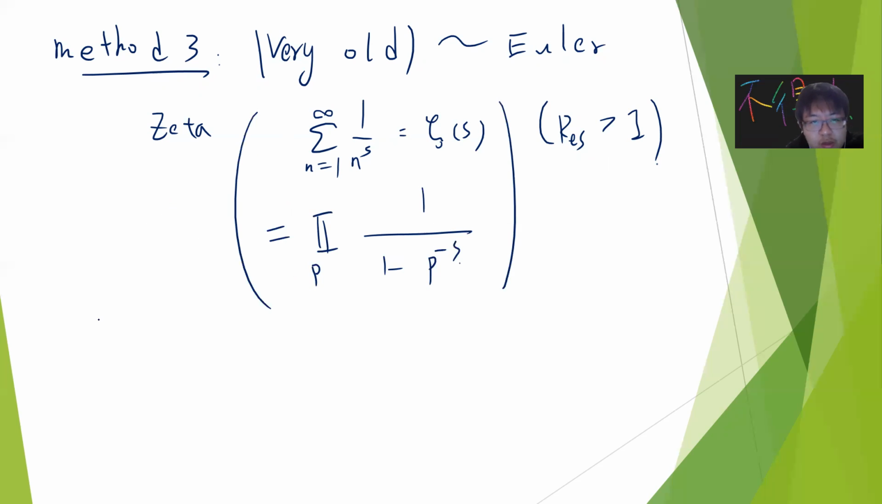Okay, so we got this, and we can just prove by contradiction, right? Suppose there are finitely many primes.